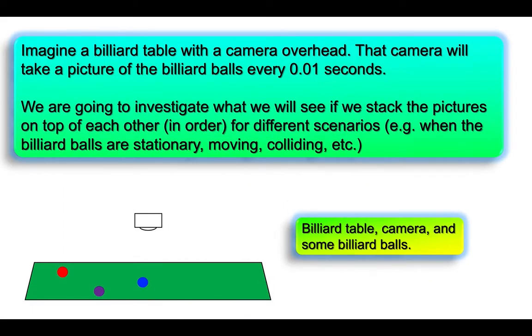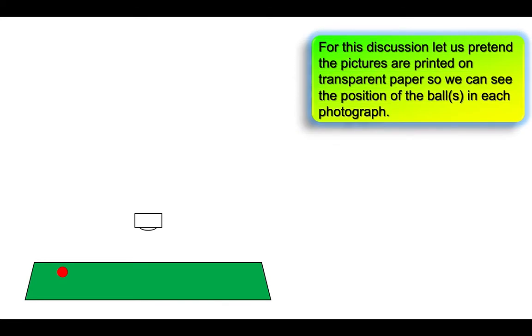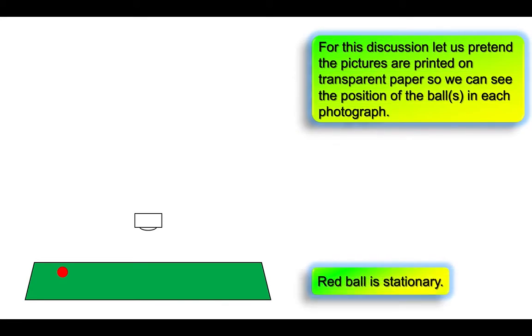And I'm going to basically investigate what would it look like if I take a whole lot of pictures of the locations of the balls for different scenarios, where the balls are stationary, where they're moving around. What would all of those pictures together look like? So as a first simple example, let's consider the red ball is on the table and just stationary. Now for this discussion, I am going to assume we print the pictures on clear paper, so we could always see the location of the ball as time moves on.